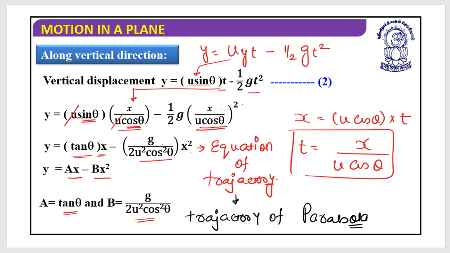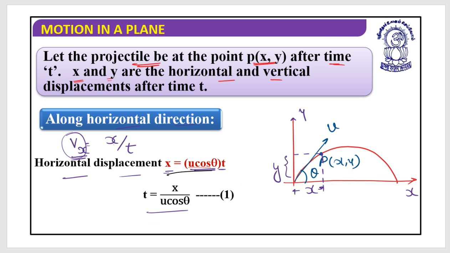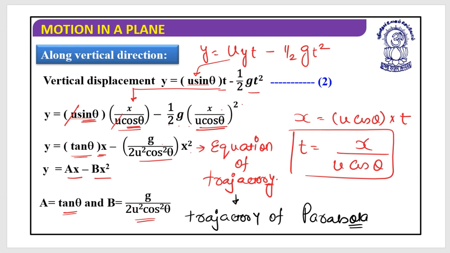Yes, I hope you are clear with this. So in horizontal direction, it is x = u cos theta into t. In vertical direction, it can be written as y = u sin theta t minus half g t square. And if I require y as well as x simultaneously in the same relation, then I can use the equation of trajectory, which is y = x tan theta minus half g x square by u square cos square theta.